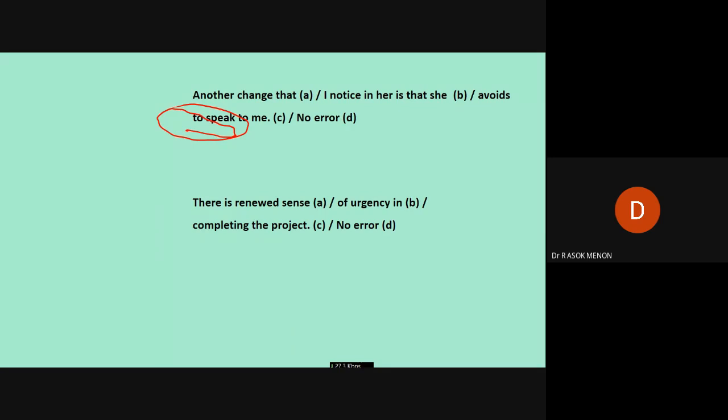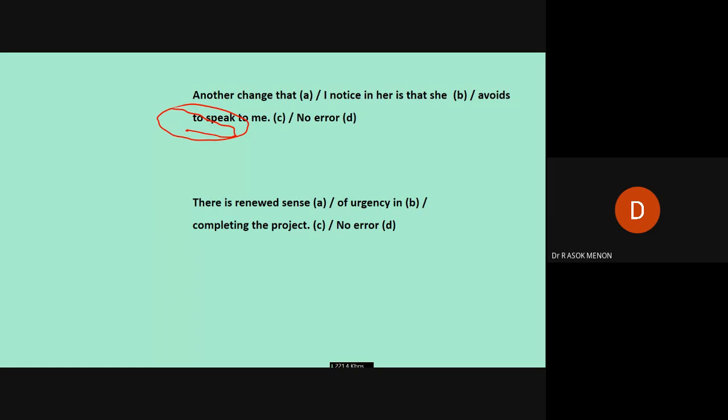Then the next question: there is a renewed sense of urgency in completing the project. Does anyone know the answer? Can you mention the segment which contains the mistake? Srini Ranganayaki says it is the first segment. You have said it correctly, and it should be corrected as there is a renewed sense.